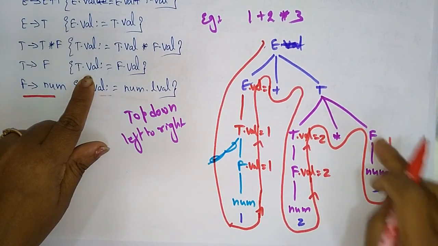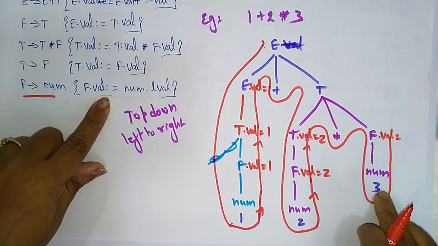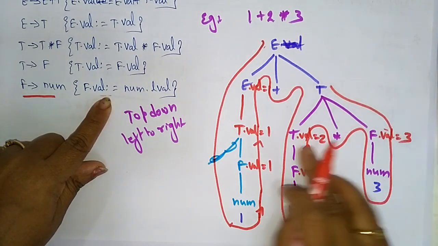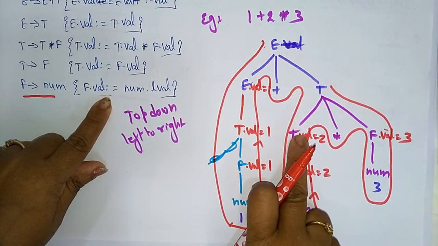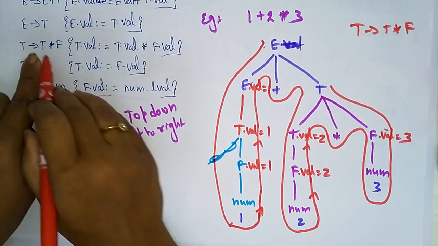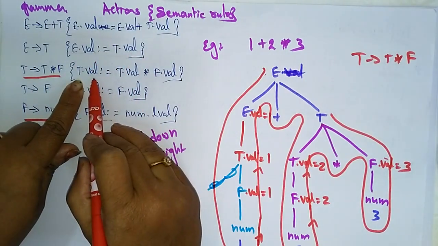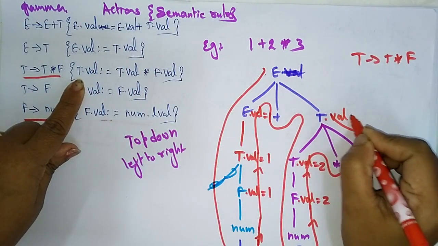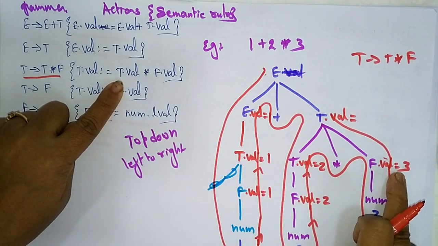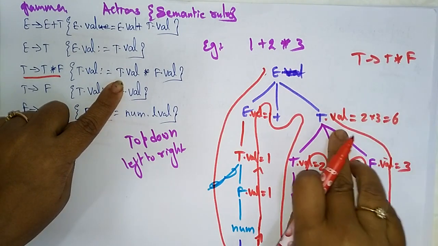So this is a reduction. Okay. F determines num. So F dot value is equal to num dot value, the action, that is 3. Okay. Now come here. While I come here, there is a T reduction like T determines T star F. So go to that production, and what is the action for that production? T dot value is equal to T dot val into F dot val. What is the T dot val into F dot val? That is 2 into 3. 2 into 3 is equal to 6. Now T dot value is 6 here.